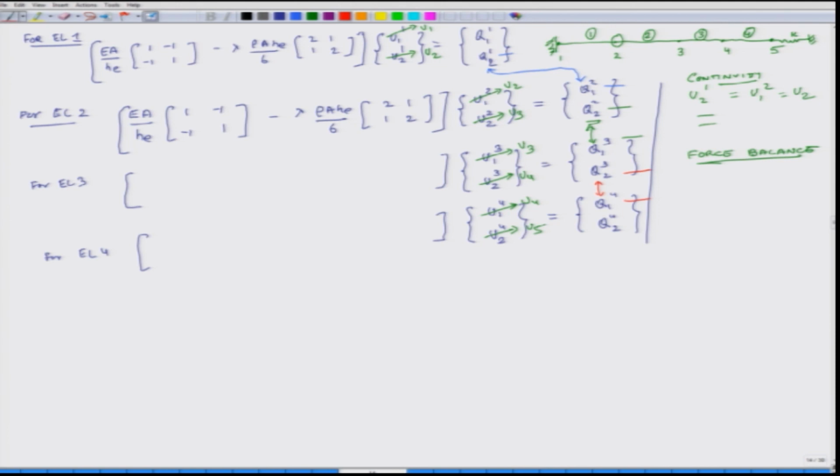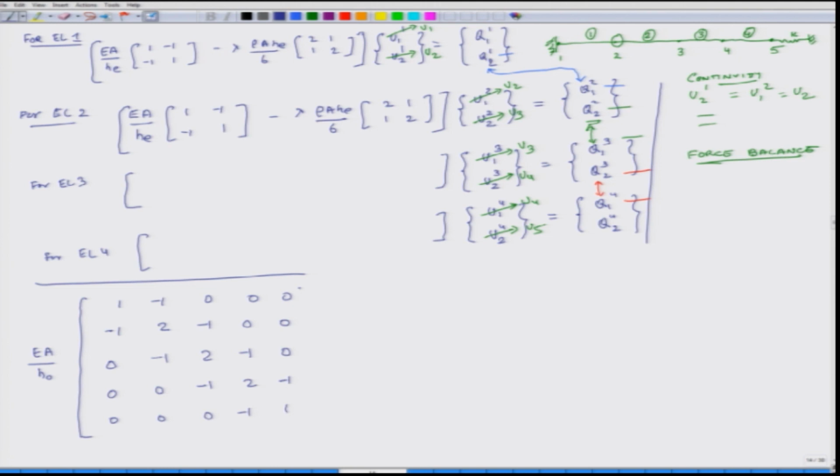So, the final set of equations becomes, if I do that, EA over H naught times the matrix 1 minus 1 0 0 0; minus 1 2 minus 1 0 0; 0 minus 1 2 minus 1 0; 0 0 minus 1 2 minus 1; 0 0 0 minus 1 1. This is my K matrix, the global K matrix, minus lambda rho A He over 6. Then I get the global mass matrix.